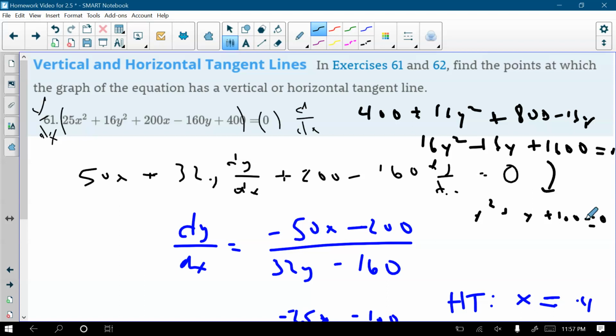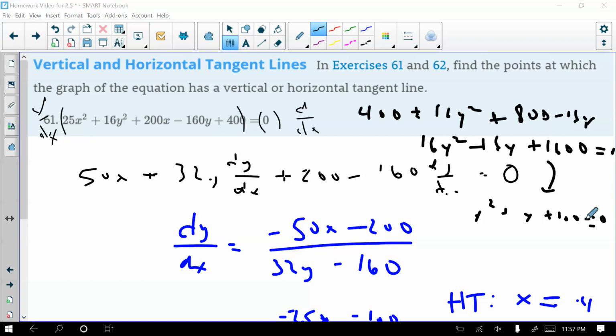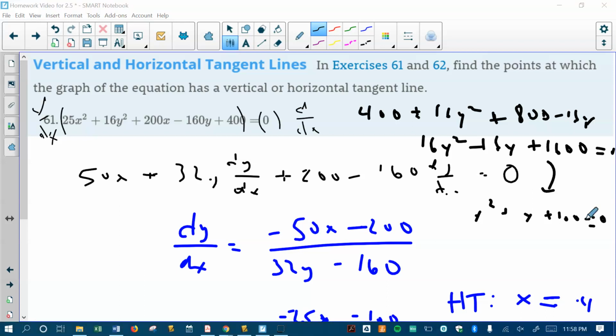Let's just double check the math here before people start yelling at me. So 4 squared is 16, that's 400, plus 16y squared plus 4 is 800, and it's 160y. I just need to do this on Word because I can't read my own handwriting here. Sorry that you're going to hear typing.